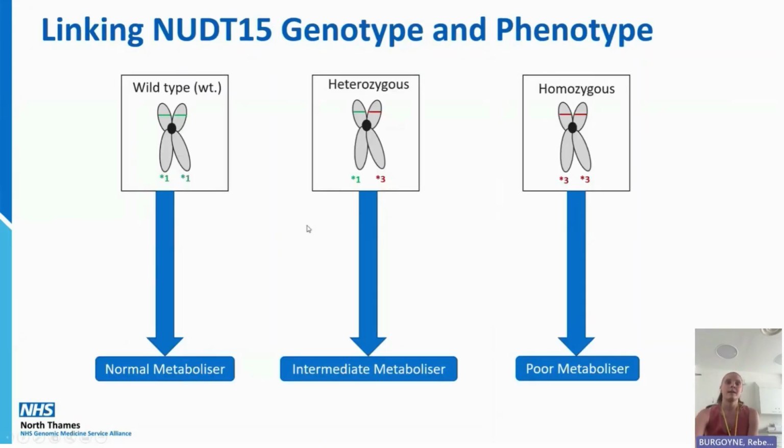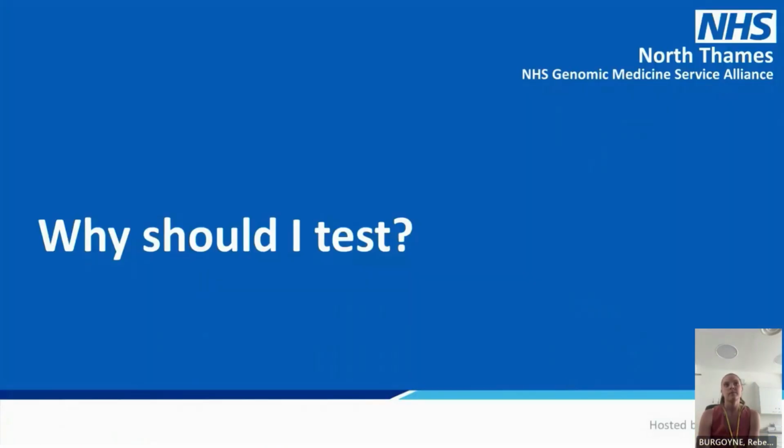So again, same diagram. Wild type alleles, 2 star 1 alleles, they're a normal metabolizer. Heterozygous, so they carry the wild type and one of the loss of function, they're intermediate metabolizers, or they can be homozygous for the star 3, and they will be a poor metabolizer. So that's some of the theory behind the genetics. Now let's have a look at why we should test.